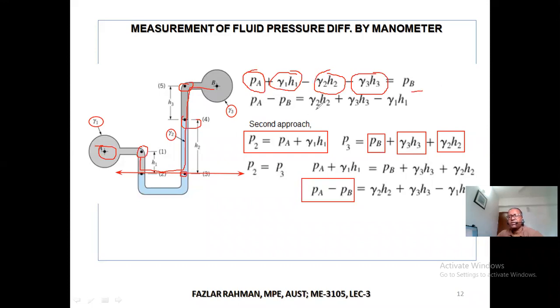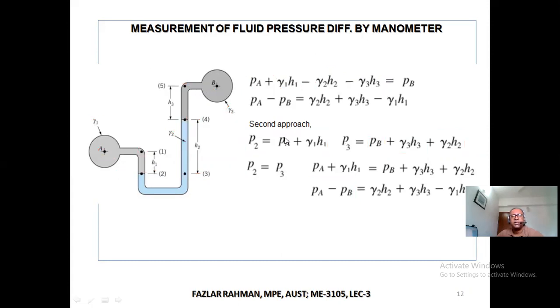Then you figure out the pressure difference. Okay. Very simple.